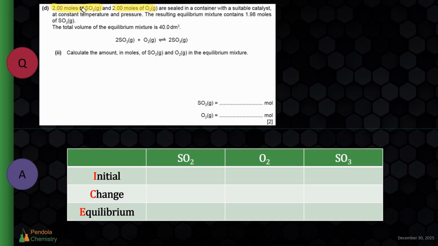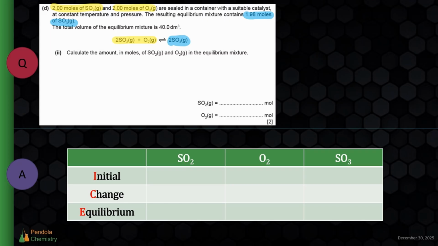So we have moles of SO2 and moles of O2, which are the reactants in this case. So we should probably highlight them in yellow as well. And then if we keep reading, it says the resulting equilibrium mixture contains 1.98 moles of SO3. SO3 is our product here, so we'll highlight it in blue as well. So it tells us we have 1.98 moles of SO3.